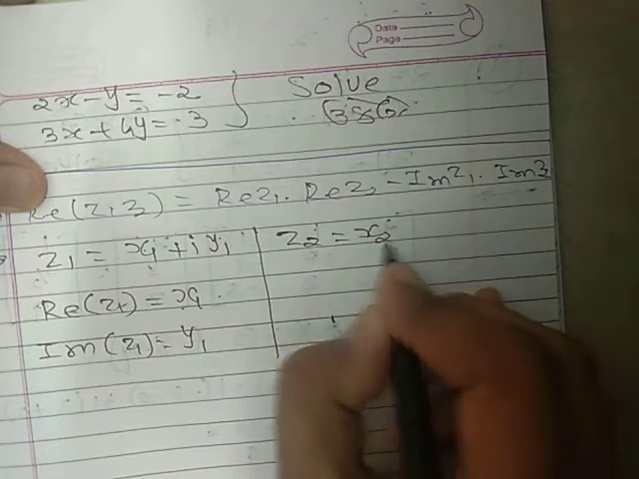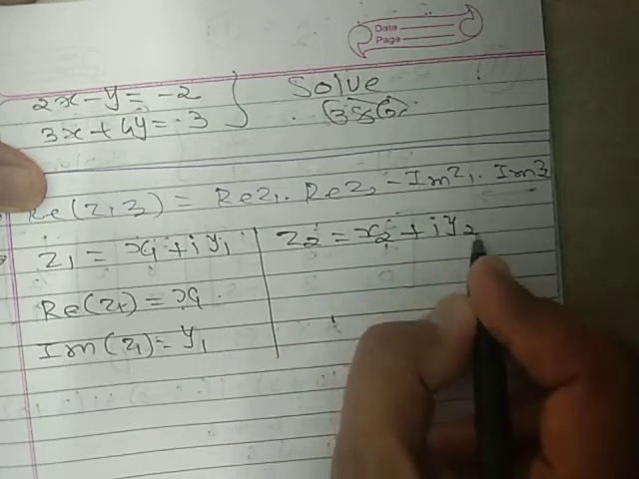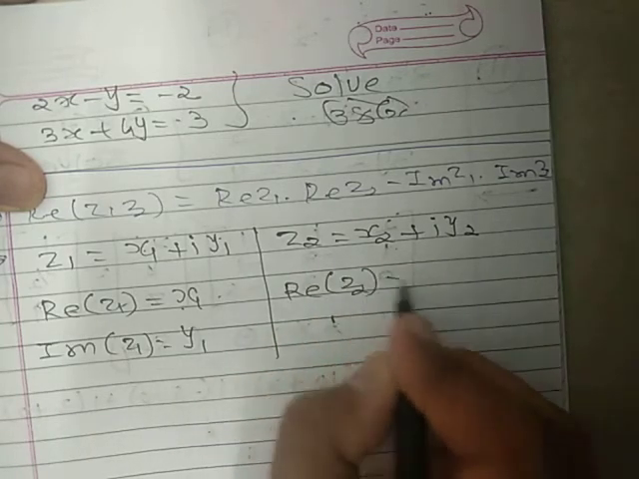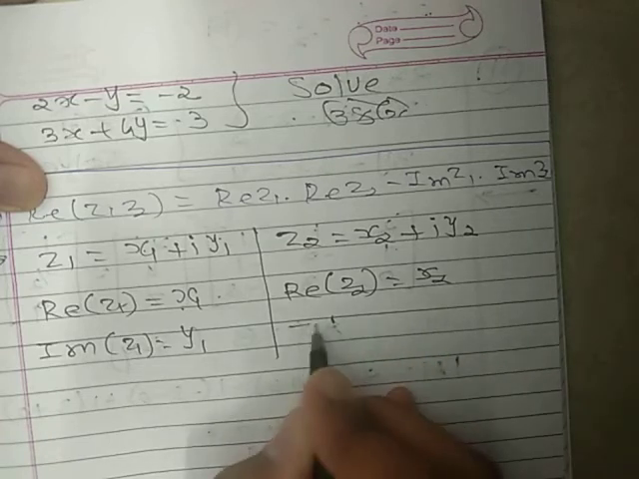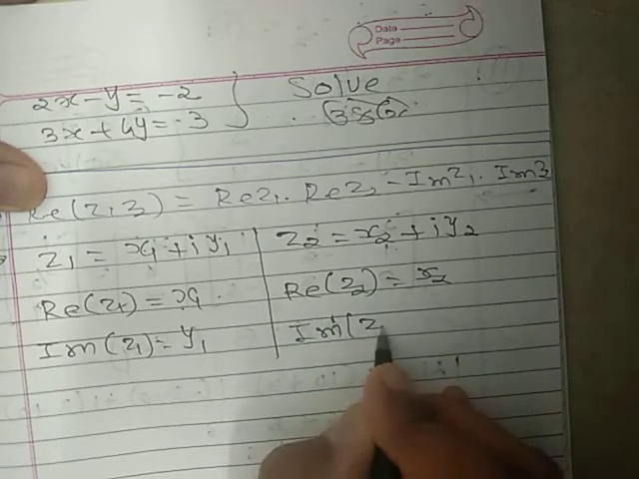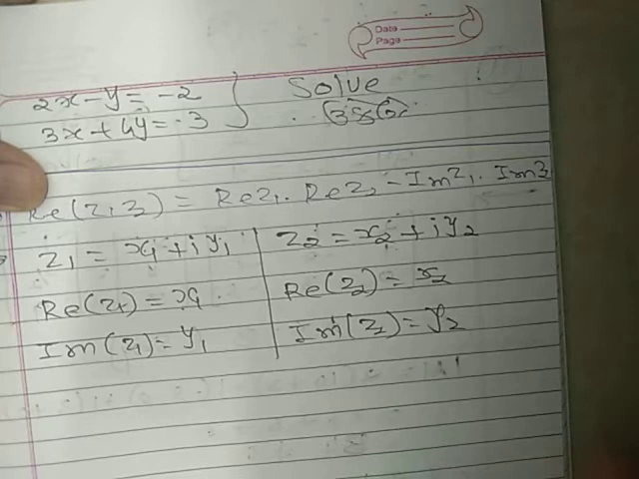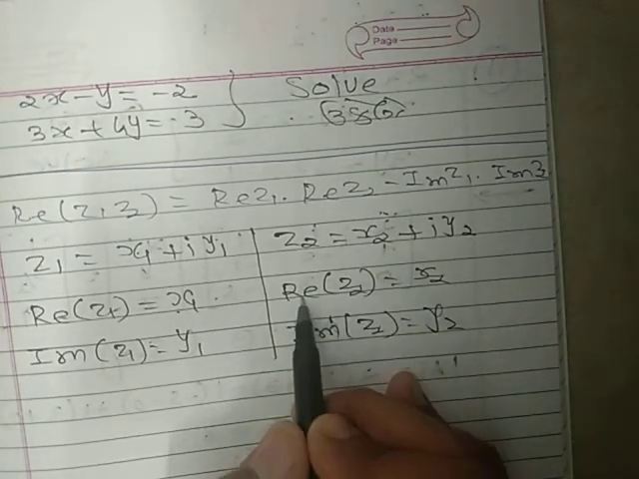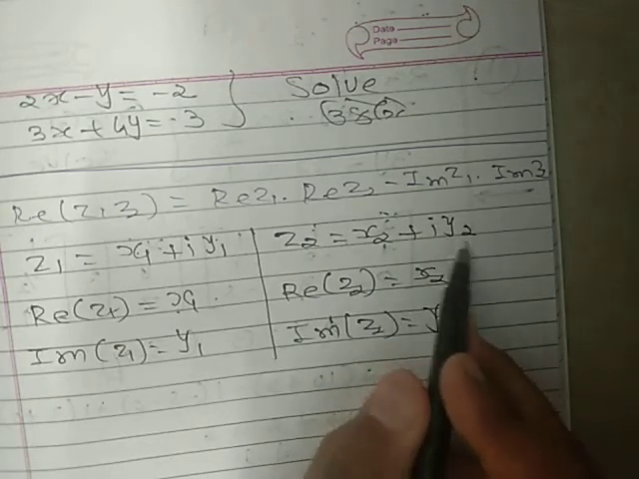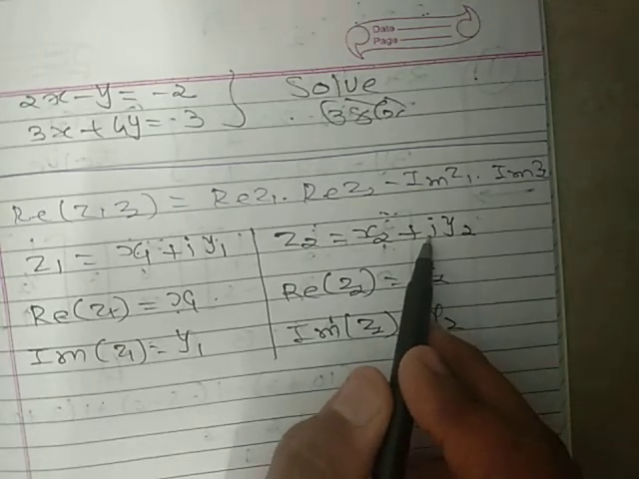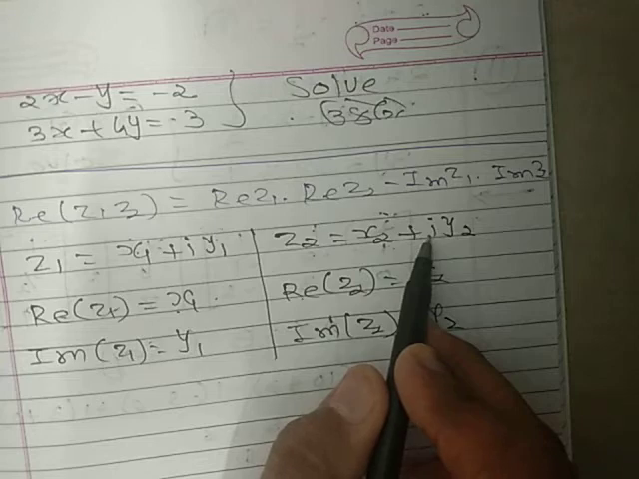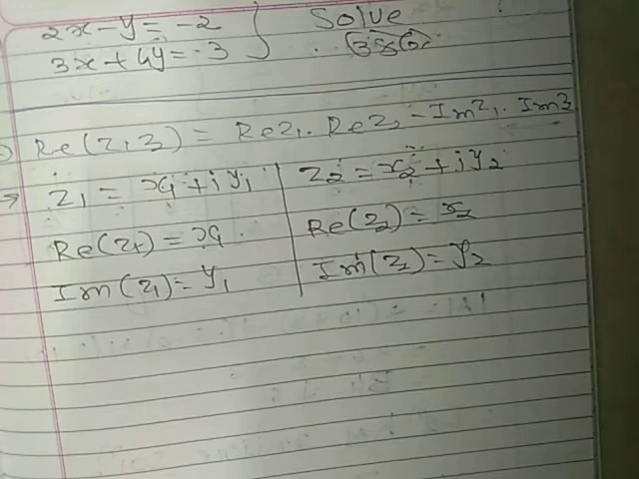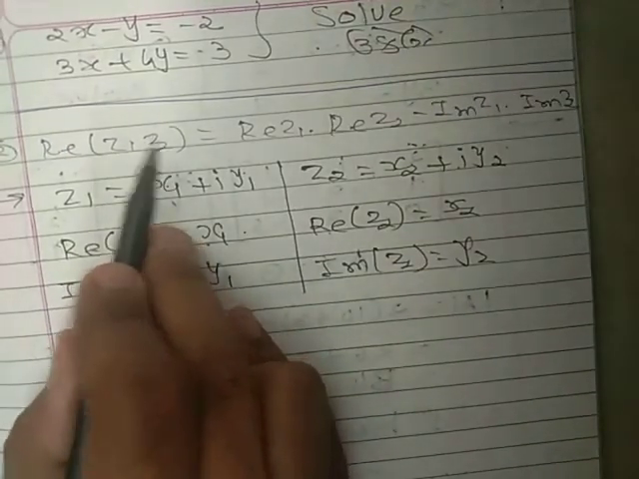z2 equals x2 plus iy2. Real z2 equals x2 and imaginary z2 equals y2. This is the real part of the complex number, that's why this is called real z2. This is the imaginary part, not i. We cannot take i here, only y2. Now we have to find z1 z2 and its real part.